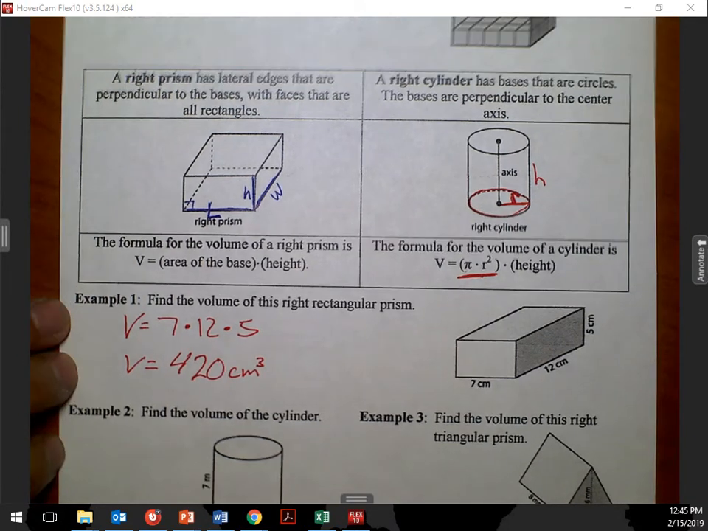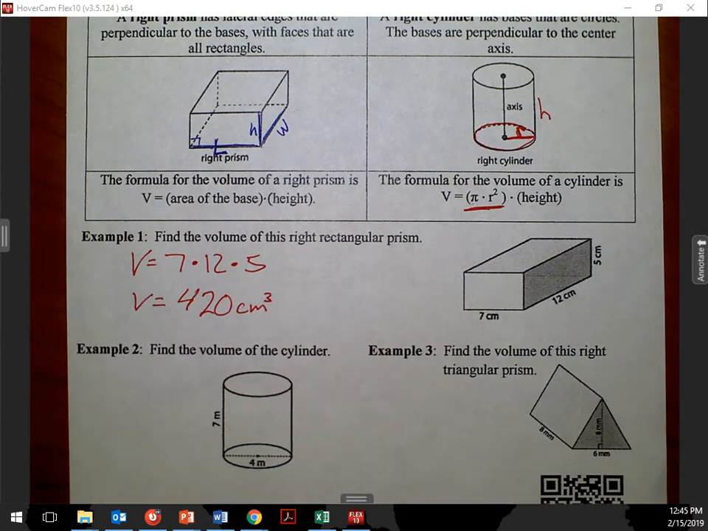Okay. All right. Wait, Mr. Puncher. Yes. Don't you cut the 4 in half? I will. Yeah, good job.